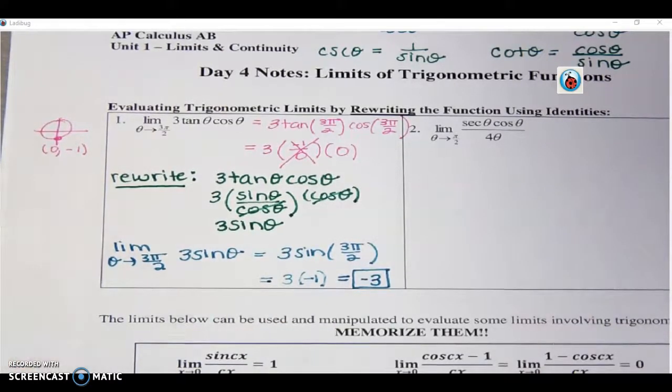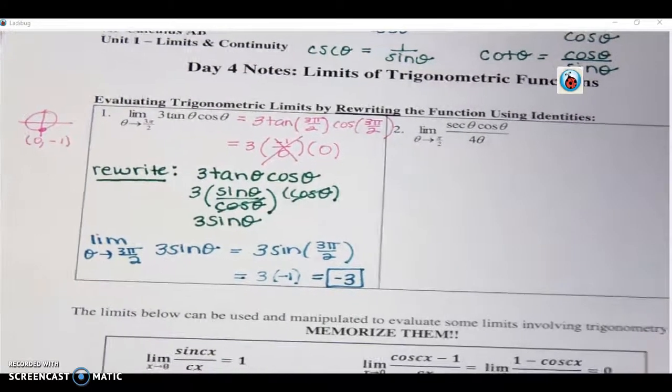So this is very similar to when we tried to do direct substitution and it didn't work, when we had to factor or we had to rationalize or add our fractions. So you're going to do direct substitution. If it doesn't work, then you're going to rewrite using a trig identity, and then after that it should work.